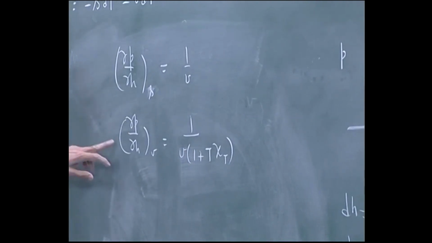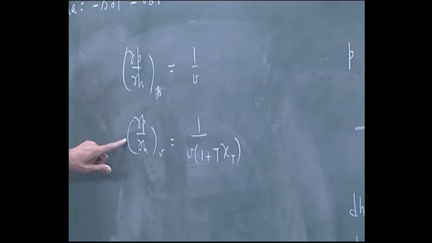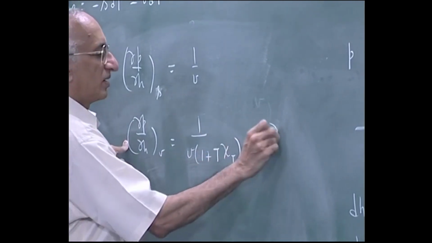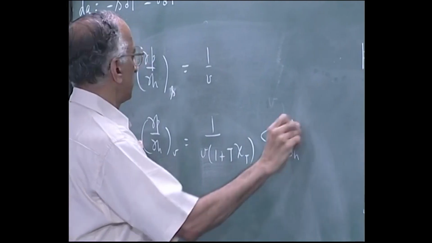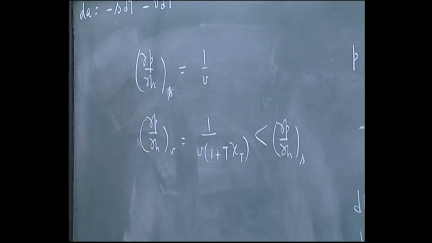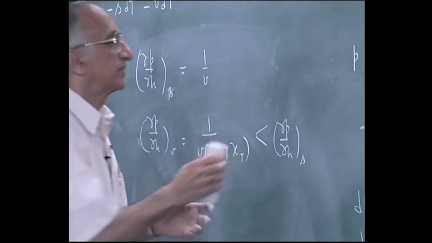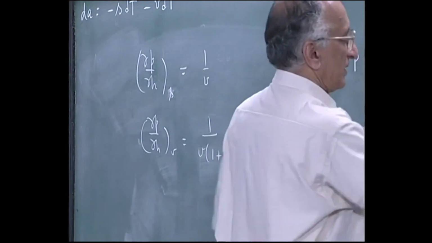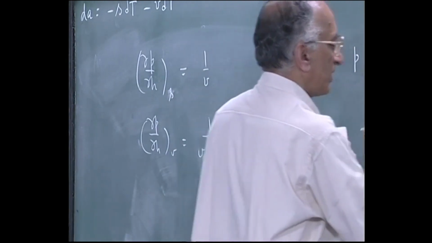So this slope on the pH diagram is less than ∂p/∂h. So the isentropic lines have a slope that is less than the isochoric lines. So on this graph, I will draw this in anticipation. I am drawing some figures.